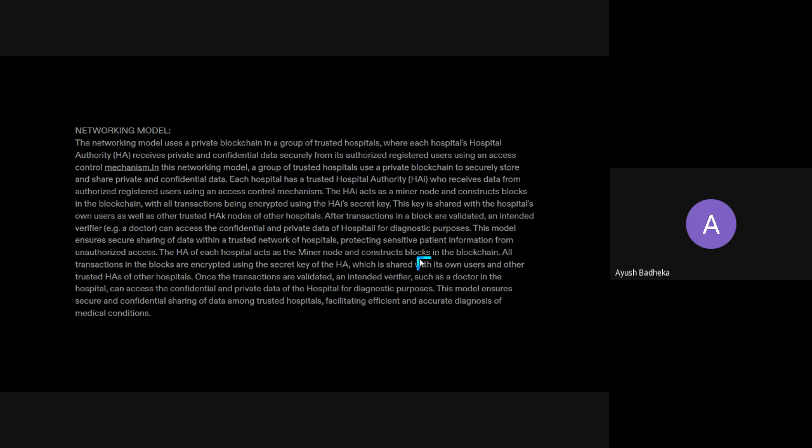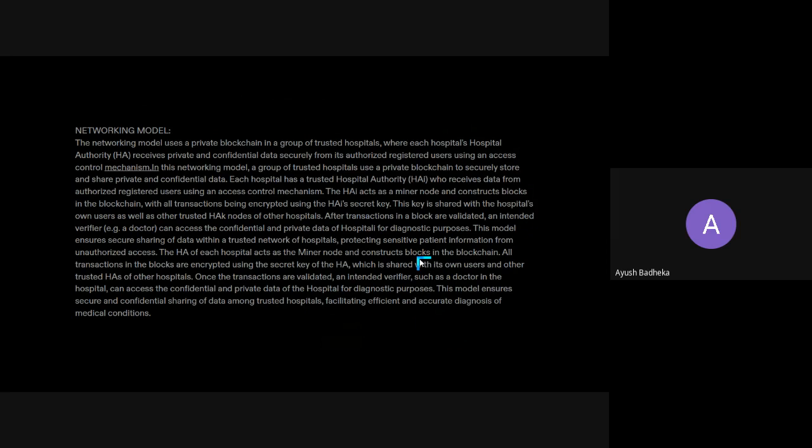Each hospital works as a miner node and constructs blocks in the blockchain, with all transactions being encrypted by the hospital's authority. There's a secret key which is used by the hospital authority, public and a private key. No, there's only one secret key which is used by every particular organization, and that organization's secret key is common only to the sub organizations and not to any other external entity. The key is shared within the hospital's own users as well as other users that are trusted by the hospital authorities, nodes of other hospitals.